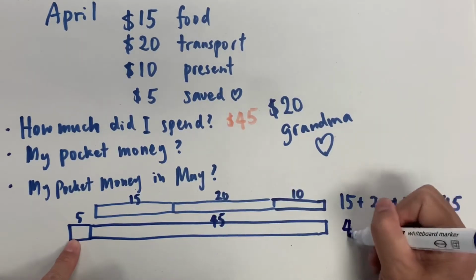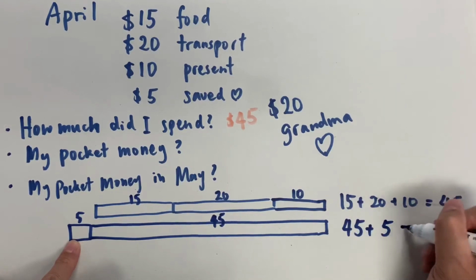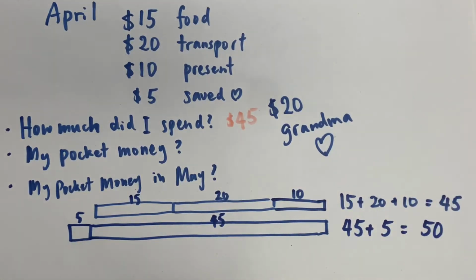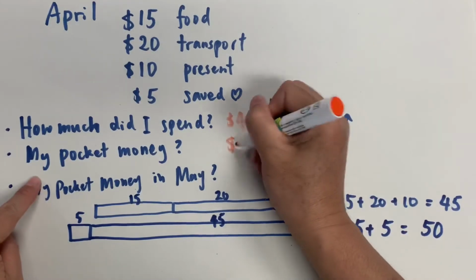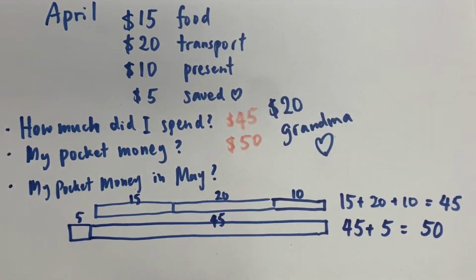So that's 45 plus 5, that's $50. My pocket money is $50. I'll be happy with that.